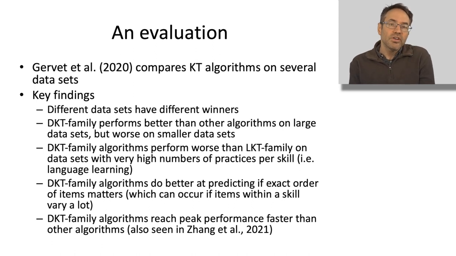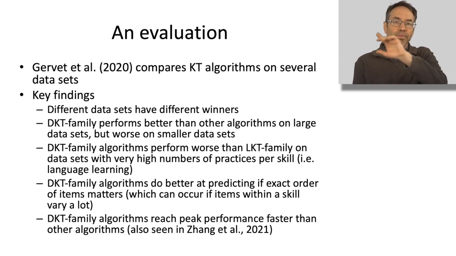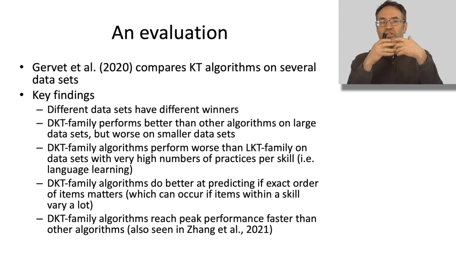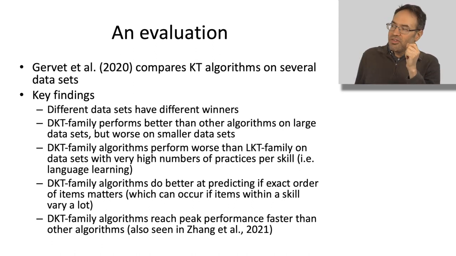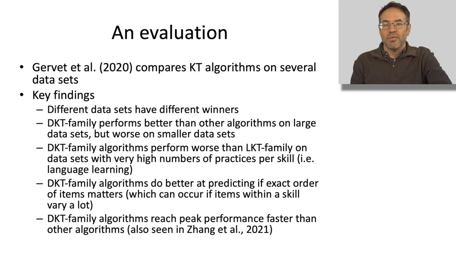My current favorite, even though it's like now 3 years old, is Gervais et al., who compares a bundle of KT algorithms on several datasets. And I love that not only were their methods solid, but that they looked across a whole lot of datasets. Some of their key findings: different datasets have different winners. A surprising number of DKT family papers are on a single data set, and Gervais et al. find that that's going to always lead to kind of getting an idiosyncratic winner.